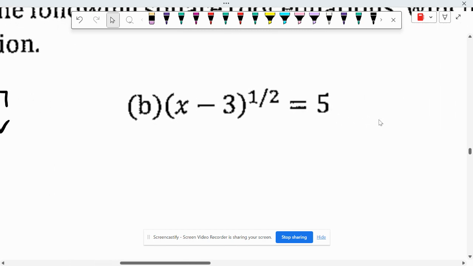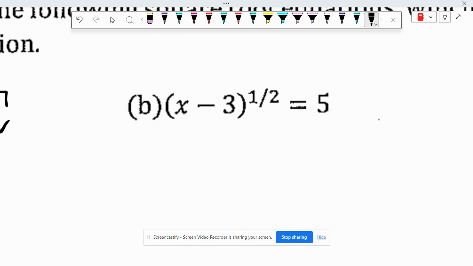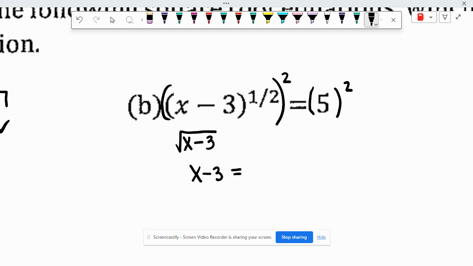Okay, so this is being raised to the 1/2 power. I need to get rid of the 1/2 power. So maybe you need to see it as what that really is. Maybe you need to see it like that. But hopefully you know that if you square this, 1/2 times 2 is what? 1. So everything is to the first power. But whatever you do on one side, you have to do on the other. So this really just becomes x minus 3 equals, well, 5 squared is 25.